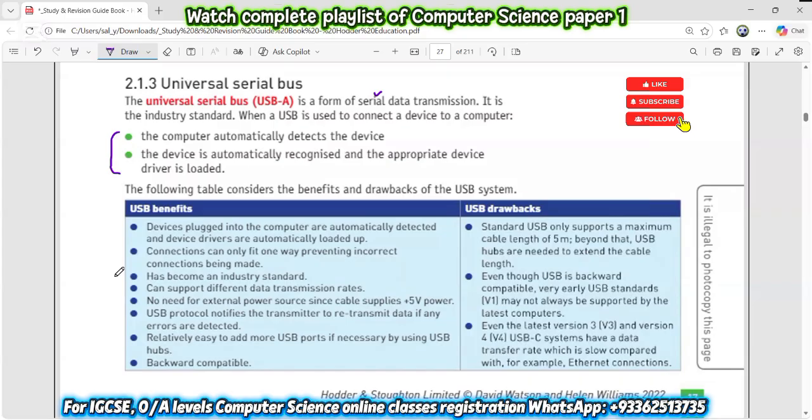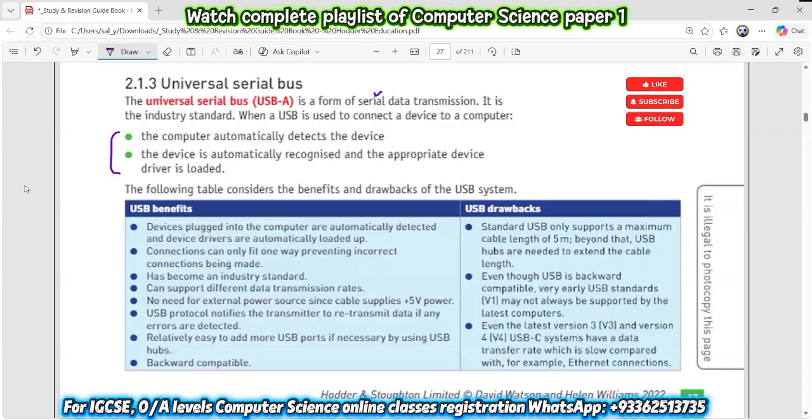No need for external power source since the cable is supplying plus 5 volts of power. USB protocol notifies the transmitter to retransmit data if any errors are detected. Relatively easy to add more USB ports if necessary by using USB hubs. Backward compatible.